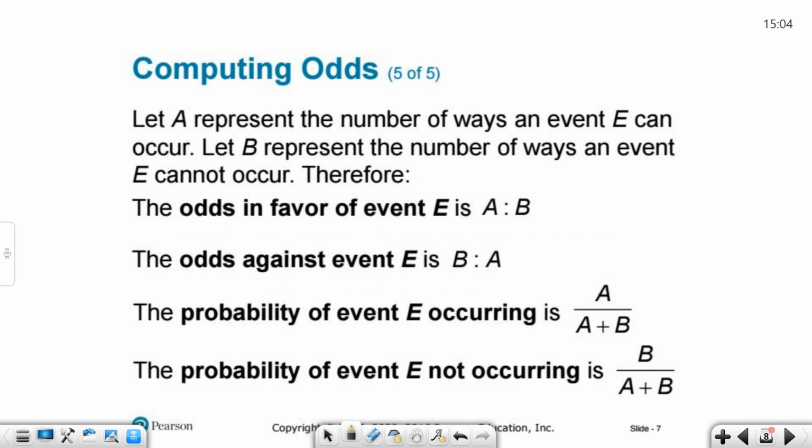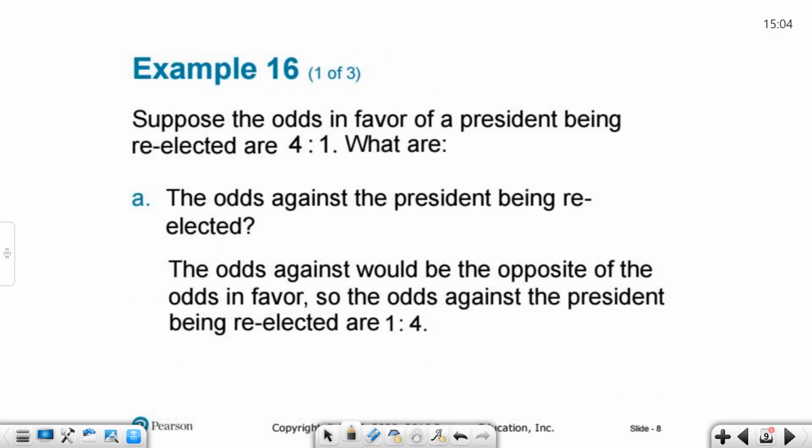Okay, the odds in favor would be A to B. It's not like part to the whole, it's the ways that it can happen over the ways that it cannot happen. And that's how odds are set up. Now, the probability of an event happening is different. The probability would be the ways it can happen over the total number of outcomes. But the way that odds are set up is that A to B is the ratio of can to can't, right? And so that's the difference there.